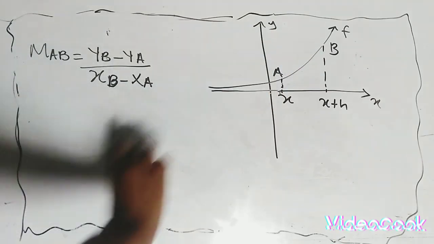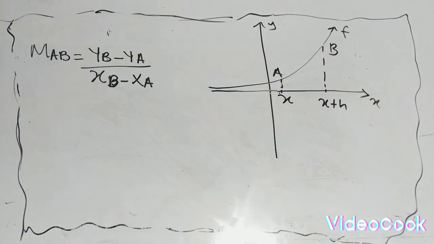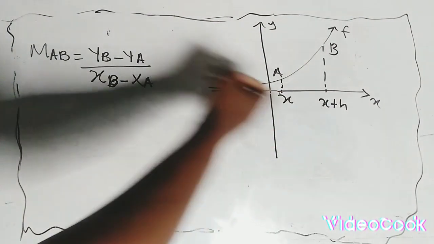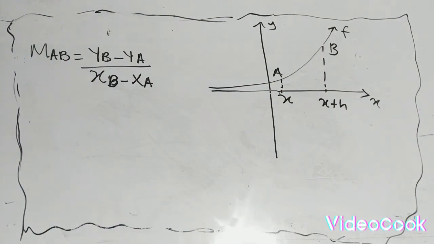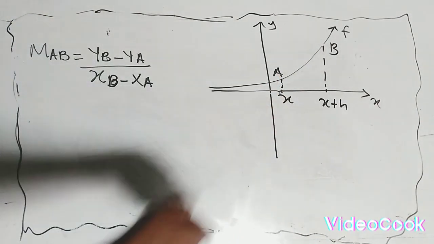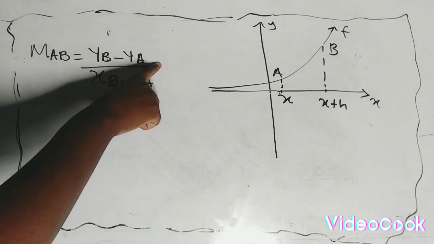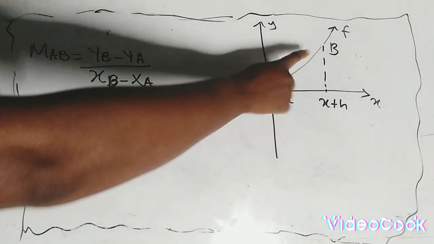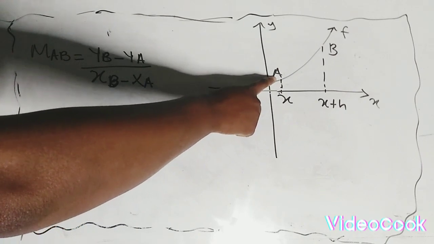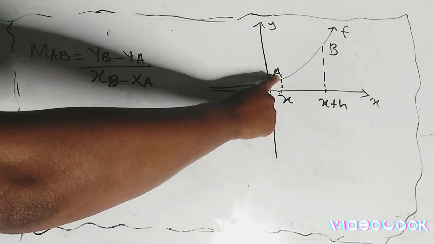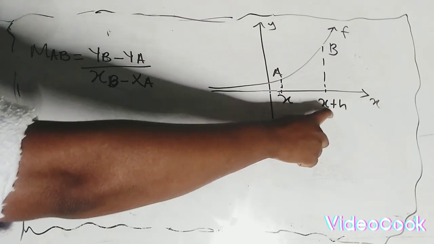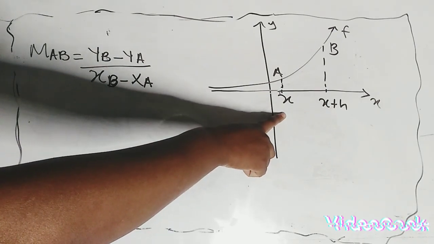For us to get the value for B, what's our y value when our x is x plus h? We simply say it's f of x plus h, right? And then here we simply say it's f of x to get our value for y there. So in other terms, our gradient from A to B is going to be YB minus YA over XB minus XA, right?